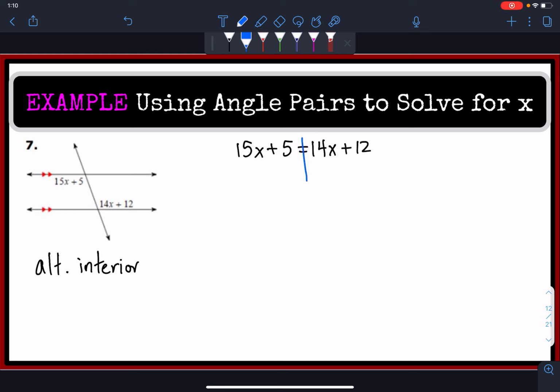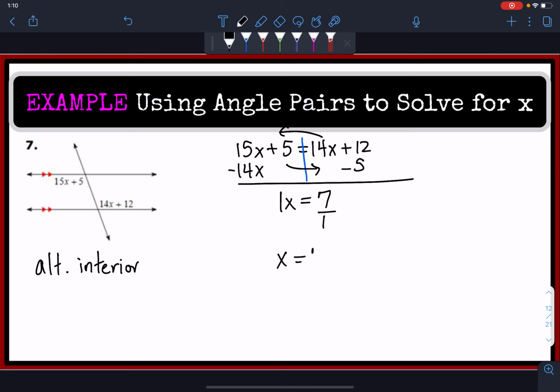So using the same technique we've been using all semester long, keeping our letters to the left and our numbers to the right, we're going to subtract 14 from both sides, subtract the 5, and we're going to end up with 1x is equal to 7. Well, we divide by 1, and x is going to equal 7.